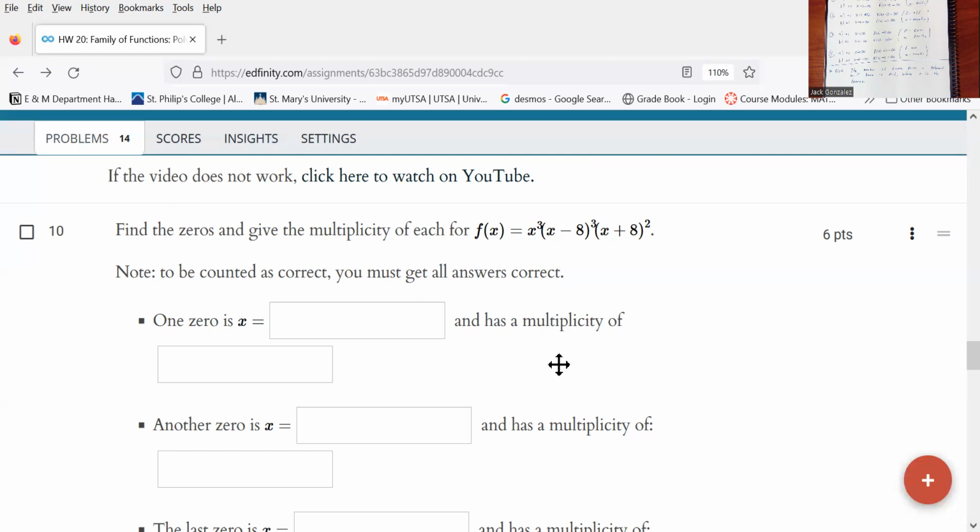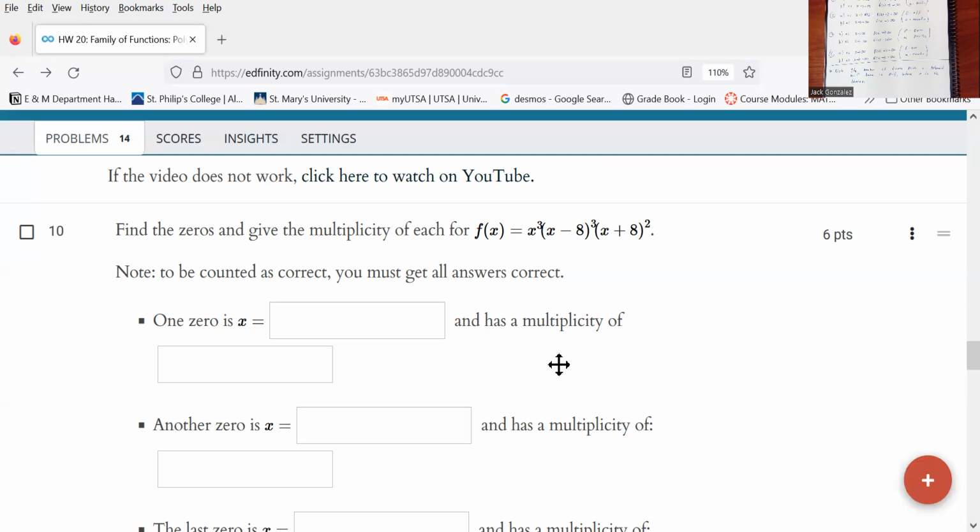Okay. That makes sense. So knowing that those are 0, then we can talk about multiplicity. So what is it asking? It's asking about the multiplicity of each zero. That's such a good question. Find the zeros of each one. Find the 0, then give them this.